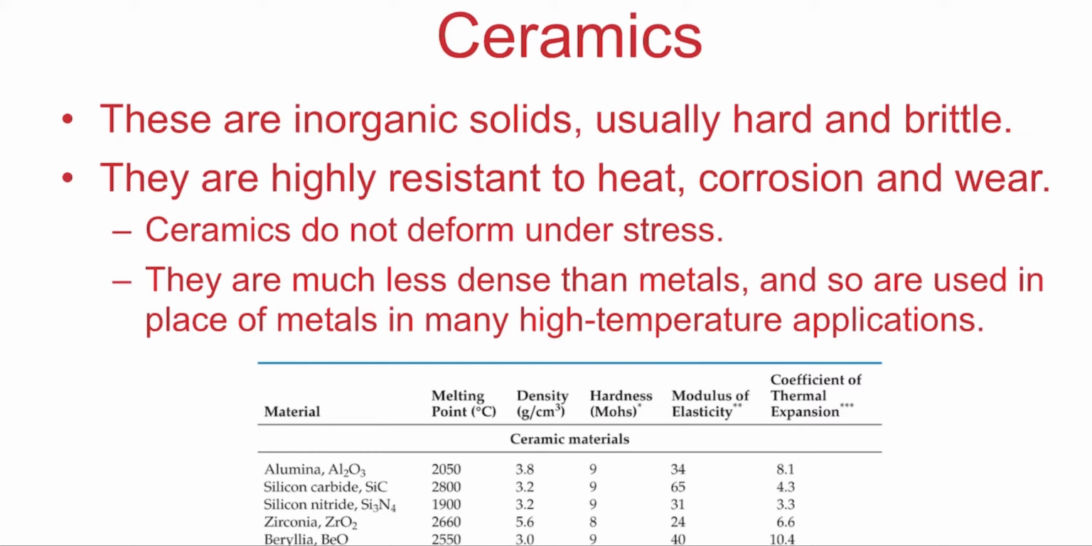And so you can see that you've got a couple different kinds of ceramics. You're going to have carbonates or carbides, nitrides. So you have a couple different types of materials.